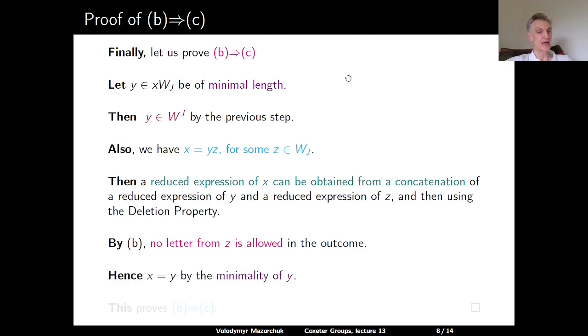But this means that we have to delete the whole reduced expression of z, but the length of x is at least the length of y, so the whole reduced expression for y should stay, which means that x is equal to y due to our assumption of the minimality of y. And this proves our implication that B implies C.